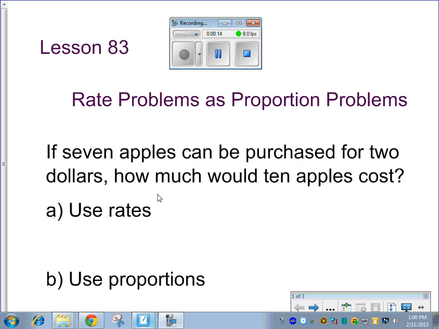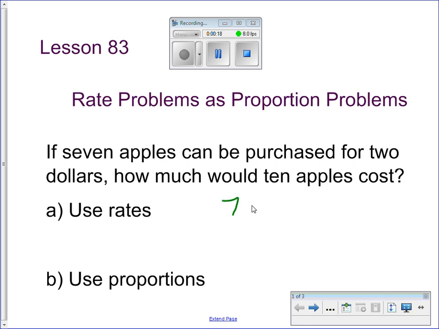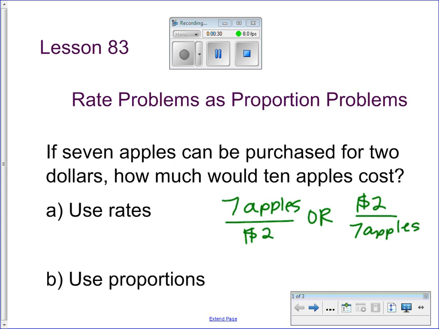So for rates, 7 apples can be purchased for $2. There's two ways to write it. We can have 7 apples for $2, or $2 gets us 7 apples. We did that a long time ago, right? You guys remember that? Yeah. Then it says, how much would 10 apples cost?